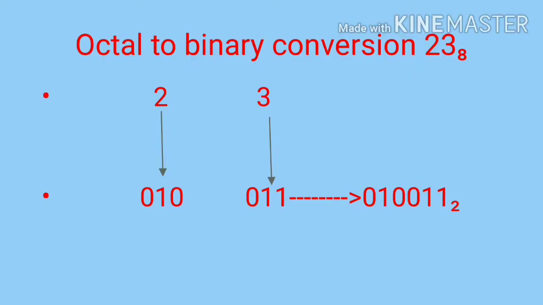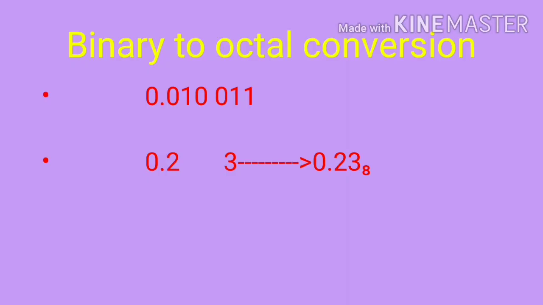Octal to binary conversion, value of 23 base 8. Here we consider 2 and 3. For the value of 2, the 3-digit form is 0, 1, 0. Similarly, for 3, 0, 1, 1. We get 0, 1, 0, 0, 1, 1 to the base 2. Binary to octal conversion: we consider the value 010011. For the value 010, we get 2, then 011, we get 3, therefore 23 base 8 is the answer.